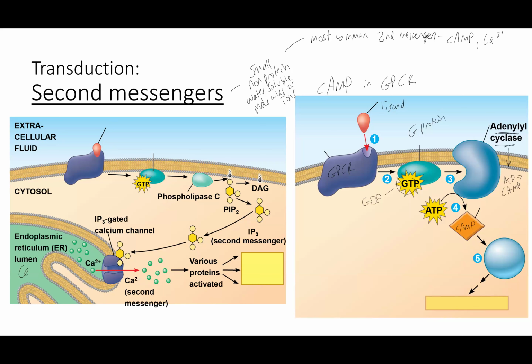So see, ATP has a triphosphate, AMP has a monophosphate, so it's going to remove 2 phosphate groups, and it's going to cyclize it, make it circular. Okay, then that cyclic AMP is going to be our second messenger.